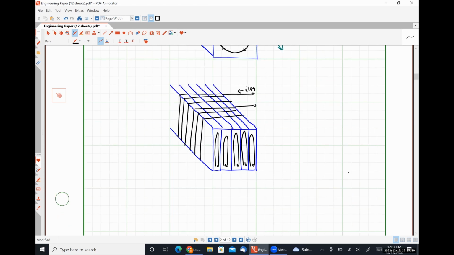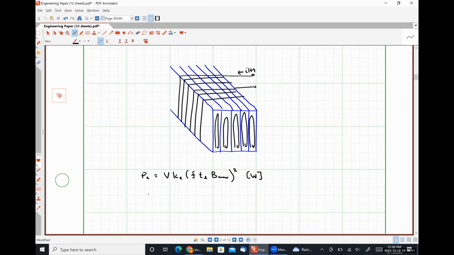Our eddy current losses are given by P sub E, where this is V, still our volume, KE, we'll talk about that in a moment. F is still our excitation frequency. We're going to have TL, talk about that in a moment. Vmax, we square this whole thing, and our power is measured as per usual in watts. In this case, KE is our eddy current proportionality constant.